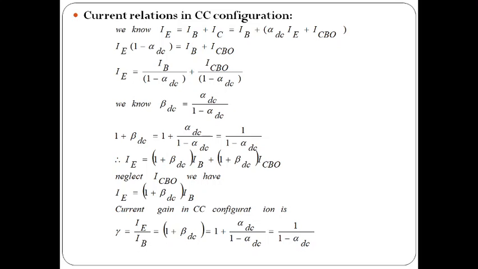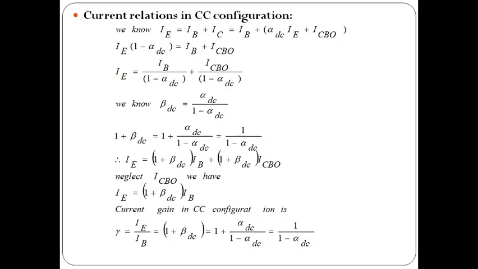So ICBO is the reverse saturation current, so we can neglect it. Now IE equals (1 plus beta DC) into IB. So we define the current amplification factor in the common base as alpha, in the common emitter as beta, and now we are defining the current amplification factor or current gain in the common collector as gamma.